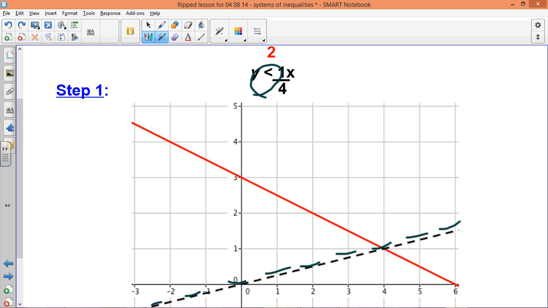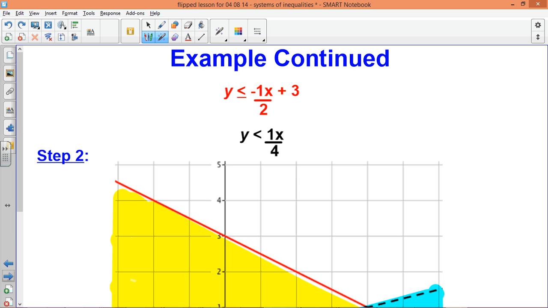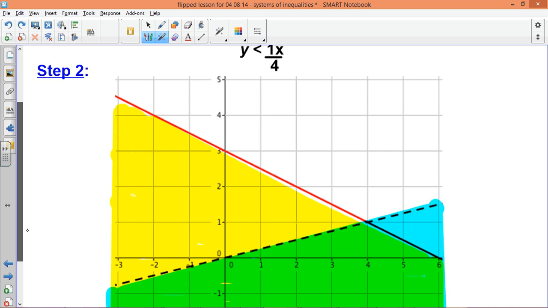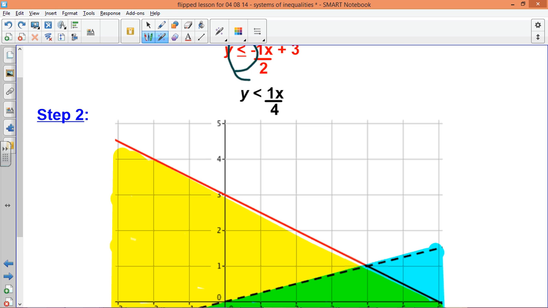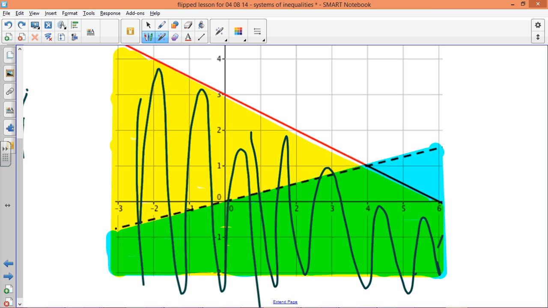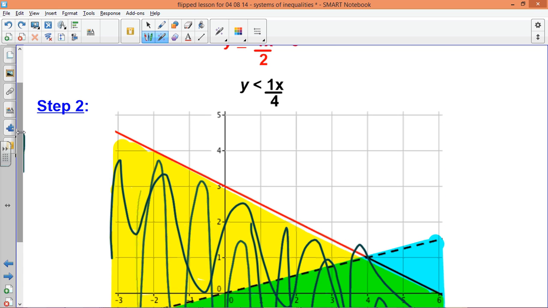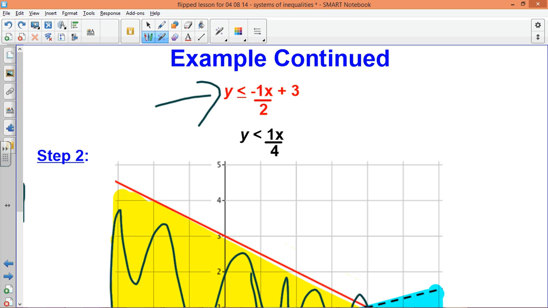So far, so good. That was step one. We have to graph those boundary lines. Step two, we figure out which part of each one of these gets shaded, which half plane gets shaded. So I refer you to look at this y is less than or equal to. That means I'm going to shade below, because less than, below the red line. So notice I shade all of that in yellow. Okay, all of that in there that's shaded in yellow, that was the solution to this one right here.